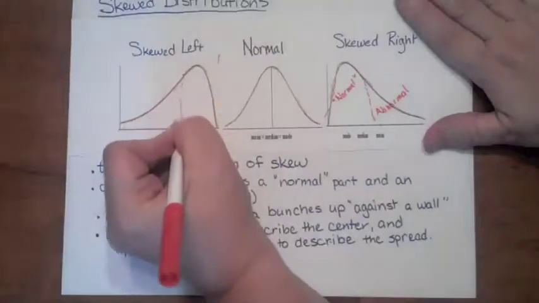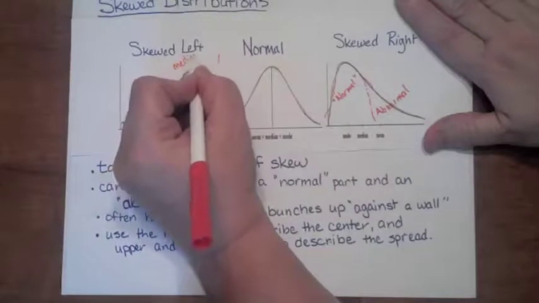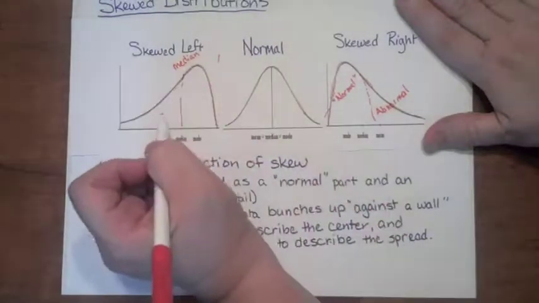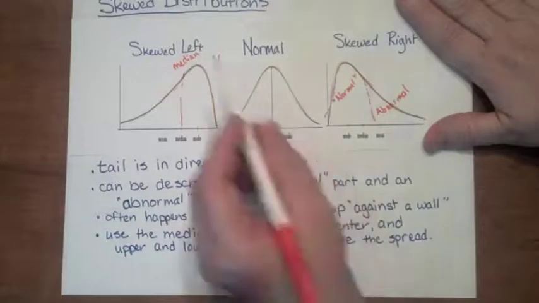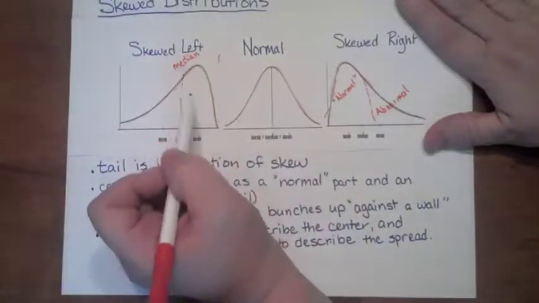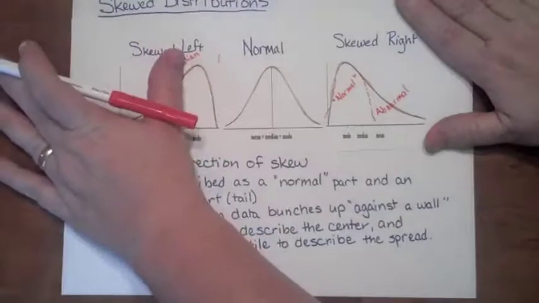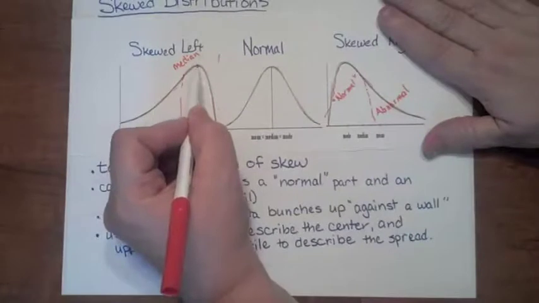Here's my median. Median tells me where the center of my data is. And then I also use something called the upper and lower quartiles to describe the spread of the data. The upper quartile is, if I just took the upper half of the data and found the median of that, I would have my upper quartile, which is probably going to be right in here somewhere.